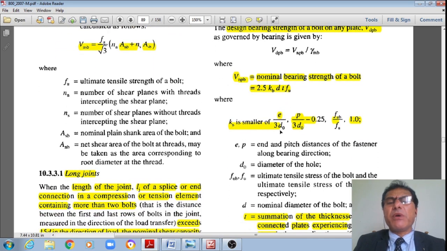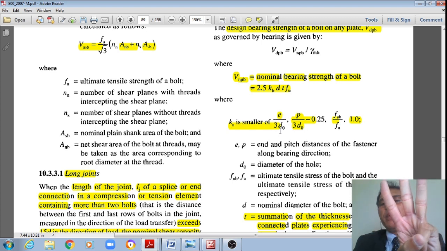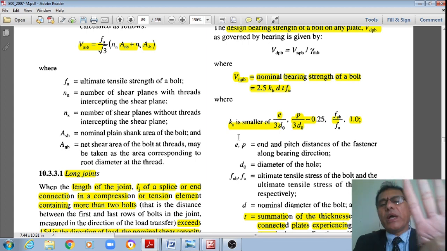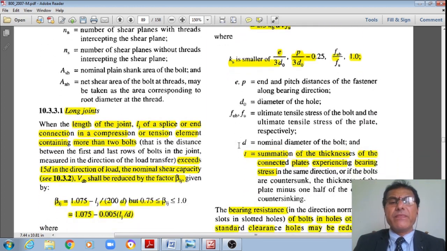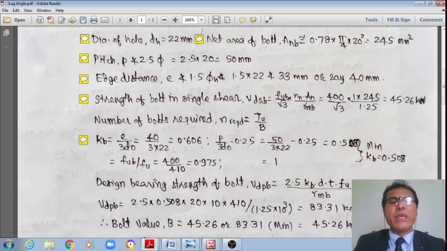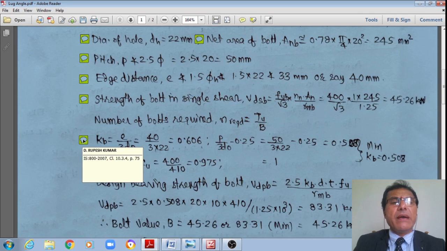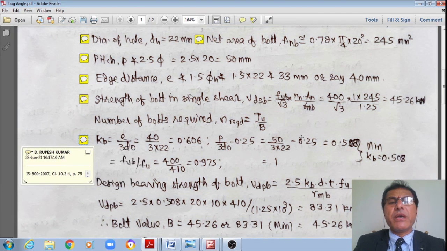Where kb is the smaller of these four values: 1, e divided by 3d0; 2, p divided by 3d0 minus 0.25; 3, fub divided by fu; and 4, equal to 1. Where t is the summation of the thickness of the connected plates considered. Therefore, now let me substitute into this. I am recalling that kb is given by those four criteria from page number 75.